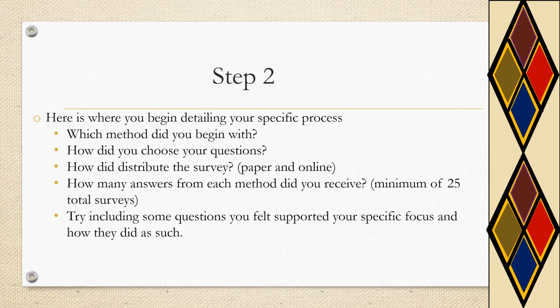Step 2. Here's where you begin detailing the specific process. Which method did you begin with? How did you choose your questions? How did you distribute the survey, meaning the paper and the online surveys? How many surveys from each method did you receive? There's a minimum of 25 total surveys. Try including some questions you felt supported your specific focus and how did they do this?